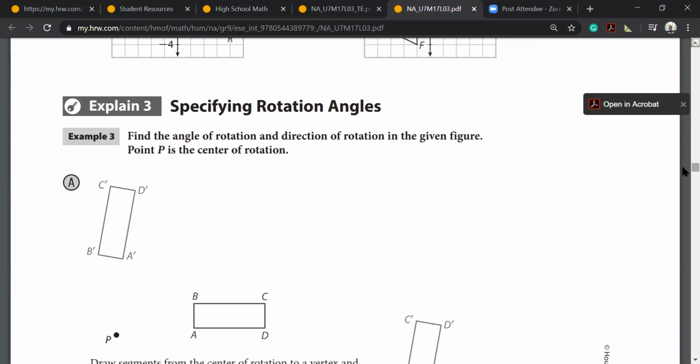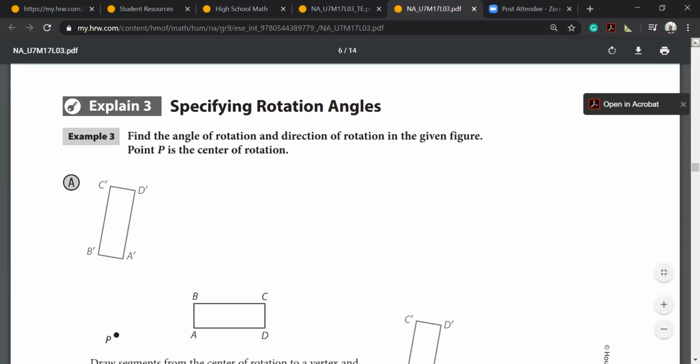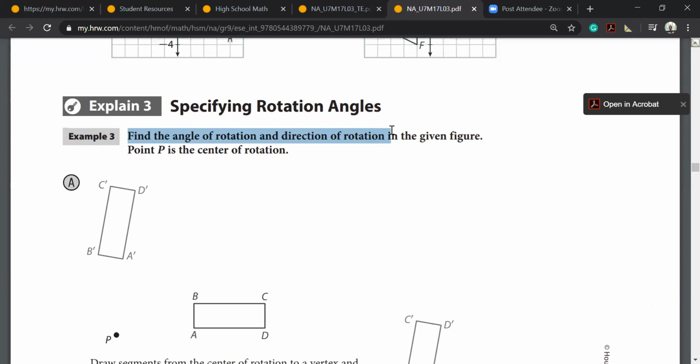Now I'm doing the opposite. You have the pre-image and the image. Don't worry, all of them are already graphed. You have to tell me the degree, find the angle of rotation and the direction of rotation in the given figure. And this time it's the opposite.